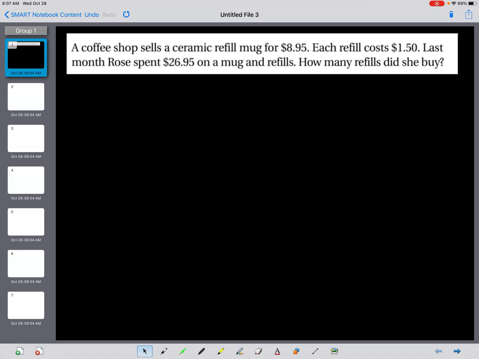A coffee shop sells a ceramic refill mug for $8.95. Each refill costs $1.50. Last month, Rose spent $26.95 on a mug and refills. How many refills did she buy?